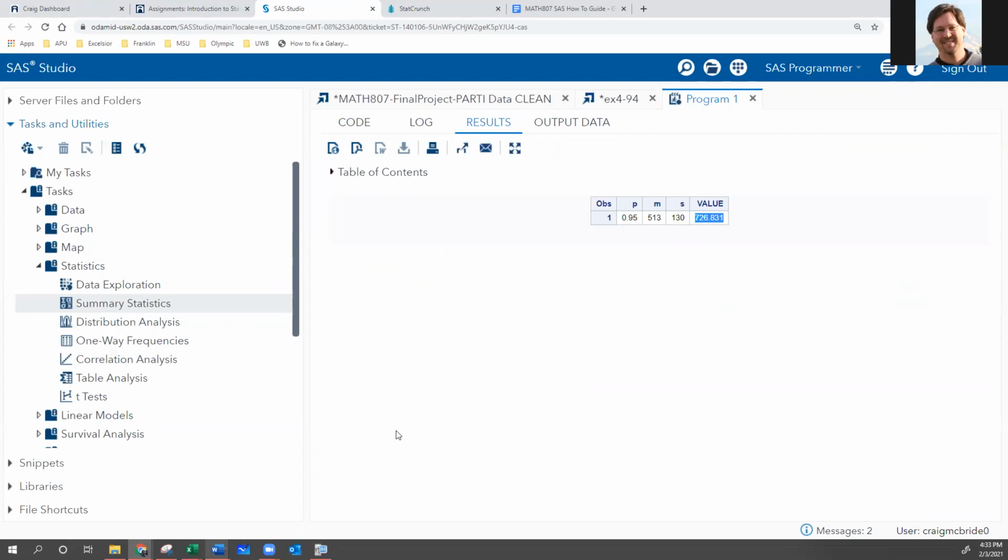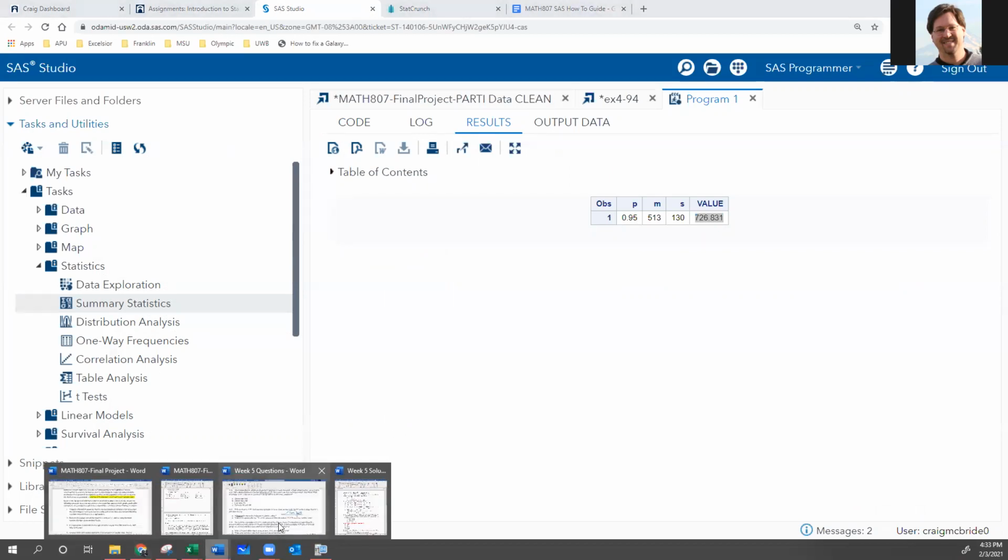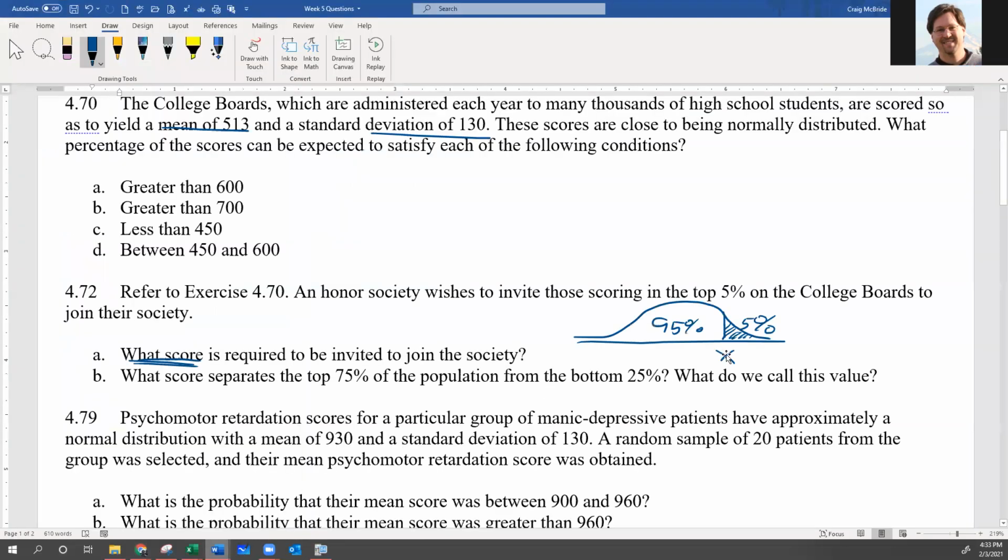And that's literally the answer, right? Because that is the value on our little picture. So that gives us 95% below or 5% above, which is what they're looking for.